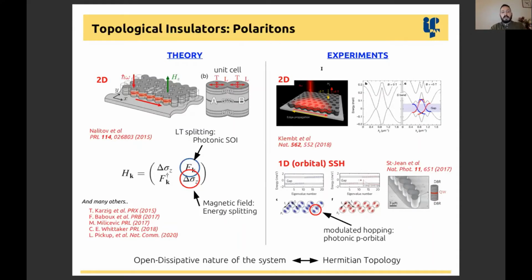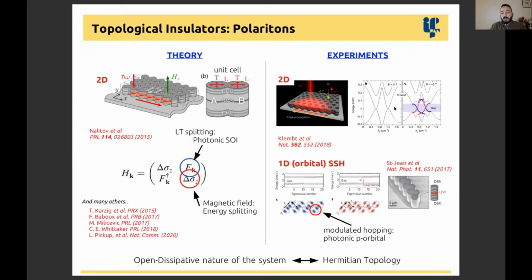As an example, we can take two-dimensional layers of different micropillars organized in a honeycomb geometry. The unit cell is composed of two different micropillars, and here the time reversal symmetry is broken by making use of the TE-TM splitting, which induces a photonic spin-orbit interaction. As the experimentalists also tested, by introducing an external transverse magnetic field, we can open the gap and see edge propagation, which is robust and which circulates around the two-dimensional system.